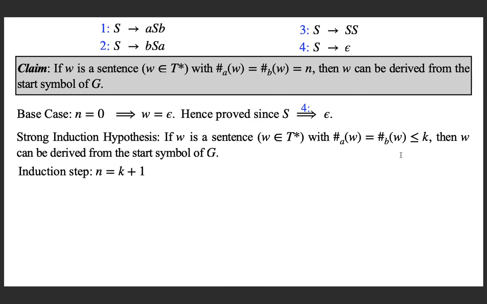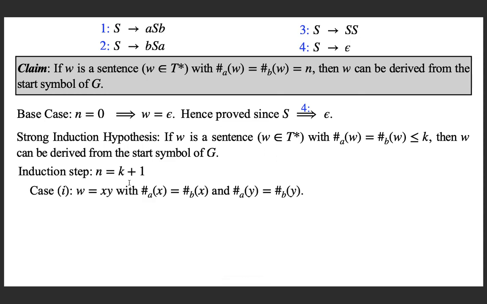When you just assume it for one value k, that is the normal induction hypothesis. When you assume it for all values less than or equal to k, it is what is called the strong induction hypothesis, or that method is what is called strong induction. Okay, now we have to prove it for the value n equals k plus 1. That is the induction step.